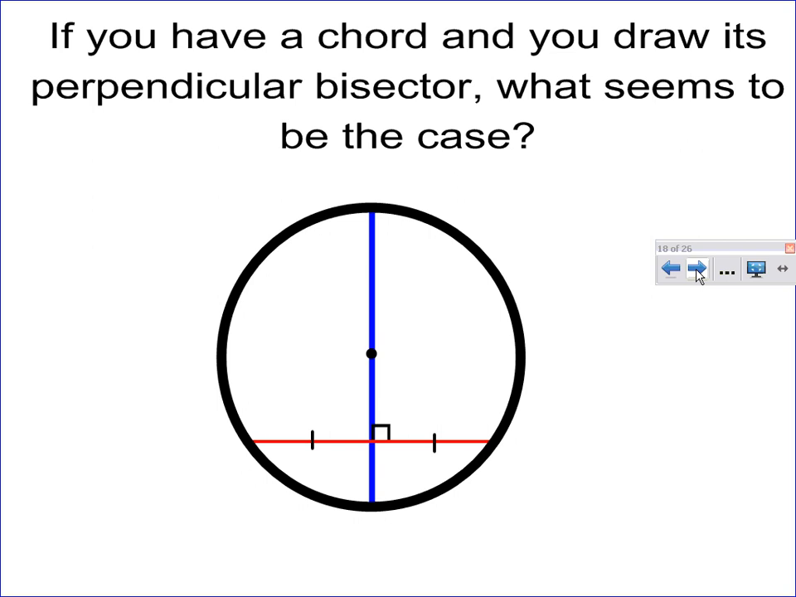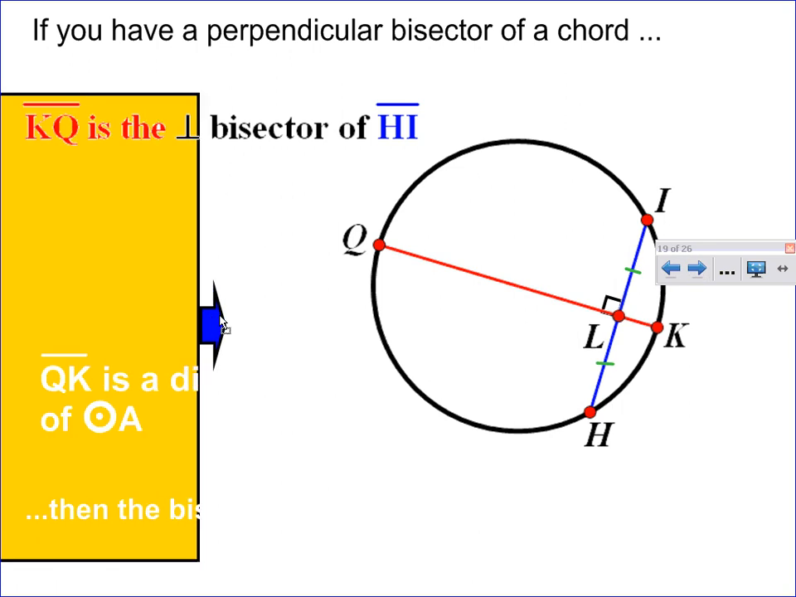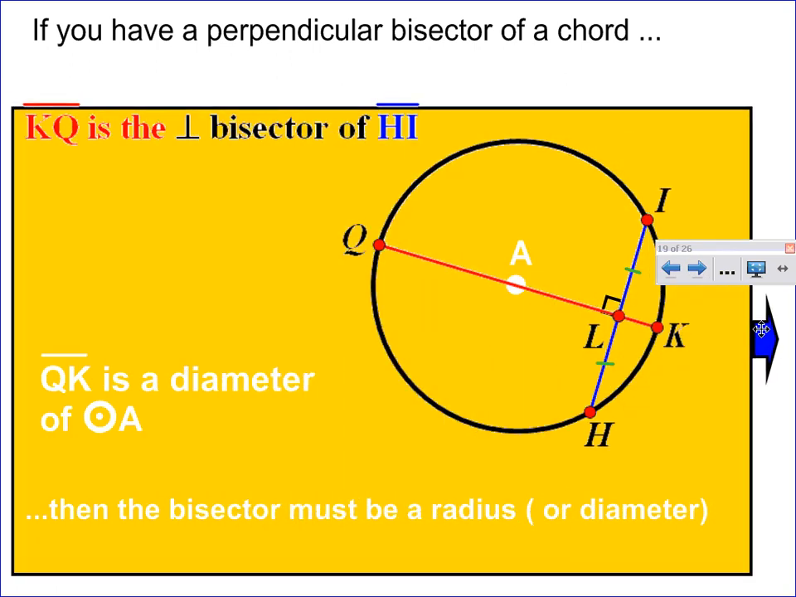If you have a chord and you draw its perpendicular bisector, what seems to be the case? If I draw a perpendicular bisector, can that be a perpendicular bisector? No, it doesn't bisect that chord down there, that red chord. It's perpendicular, but it doesn't bisect it. The only way that happens is if it goes through the center of the circle, so it has to be a radius or a diameter. So if KQ is the perpendicular bisector, then it has to be a radius or a diameter.